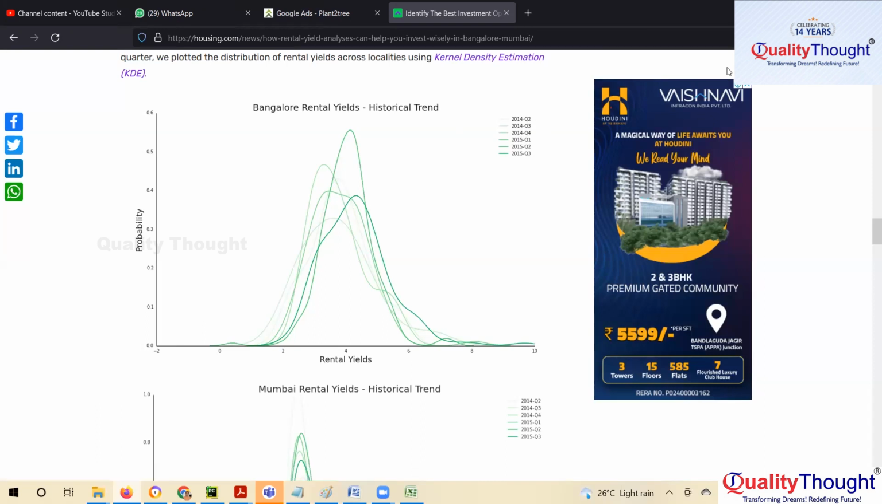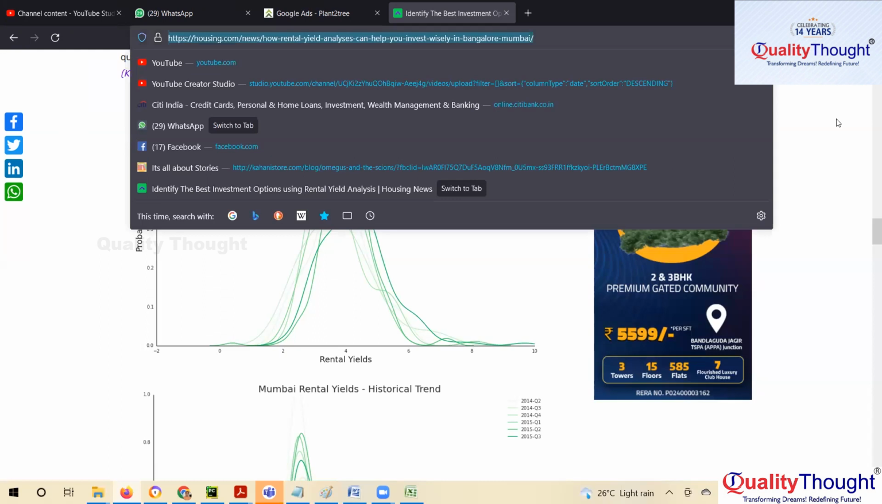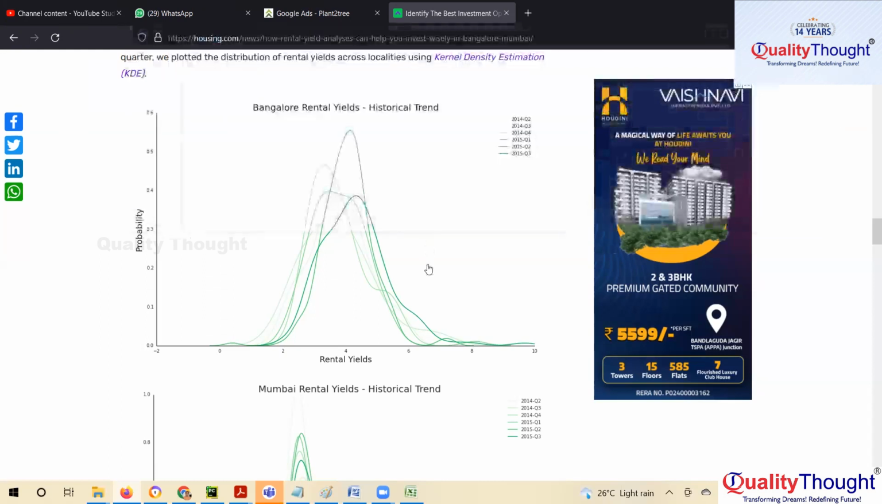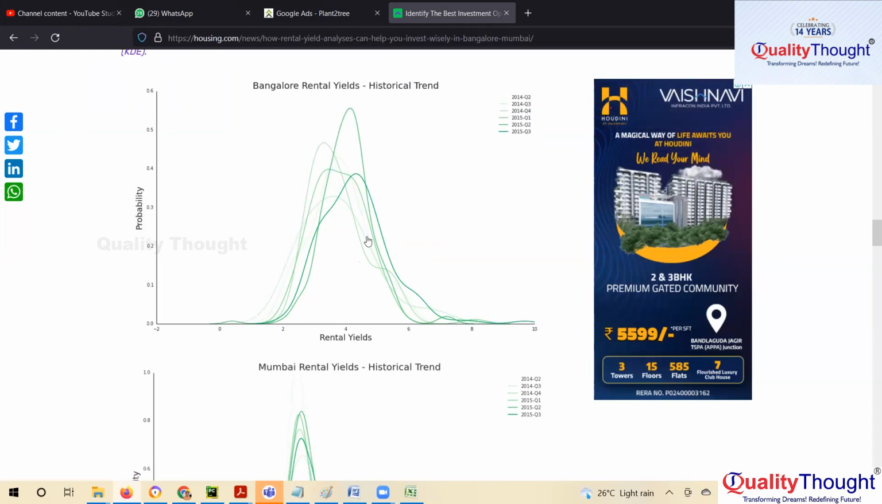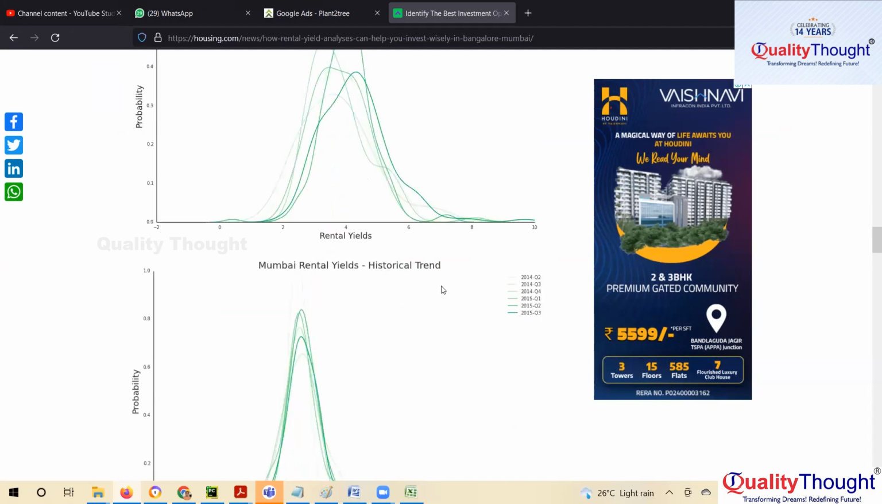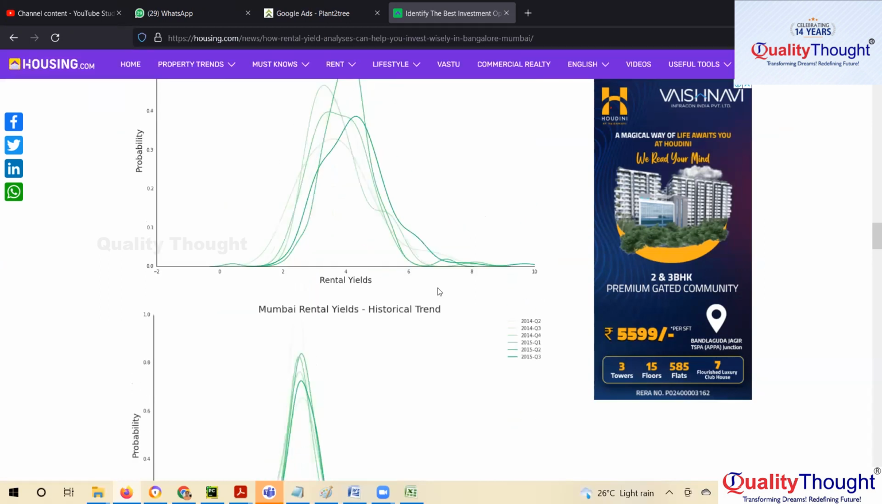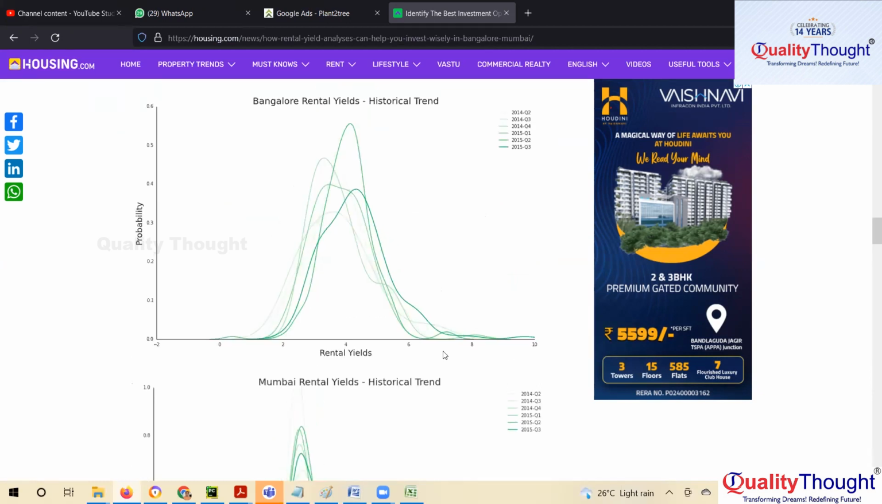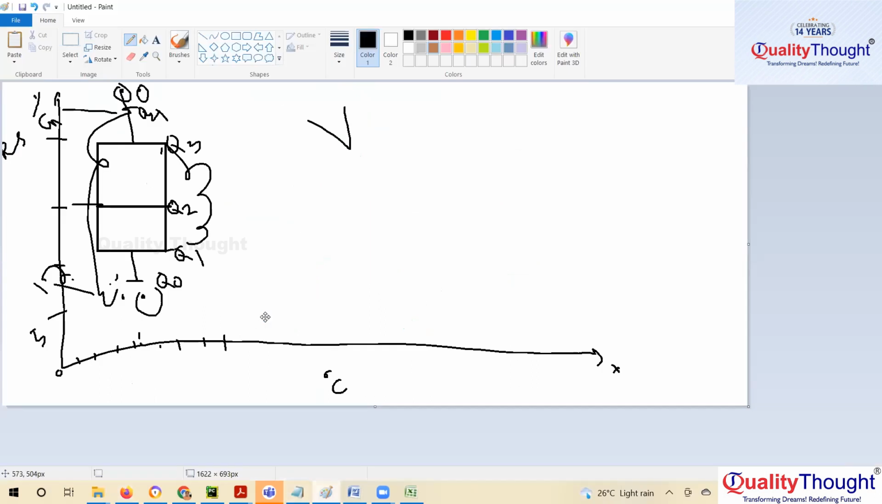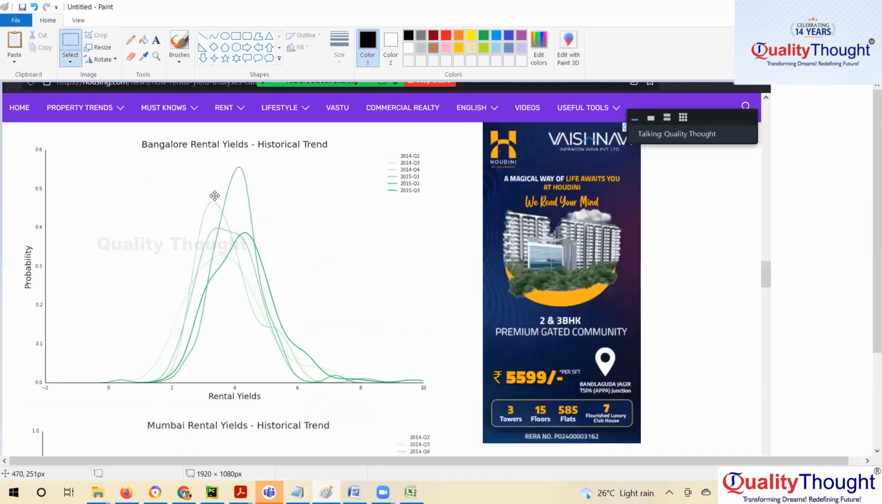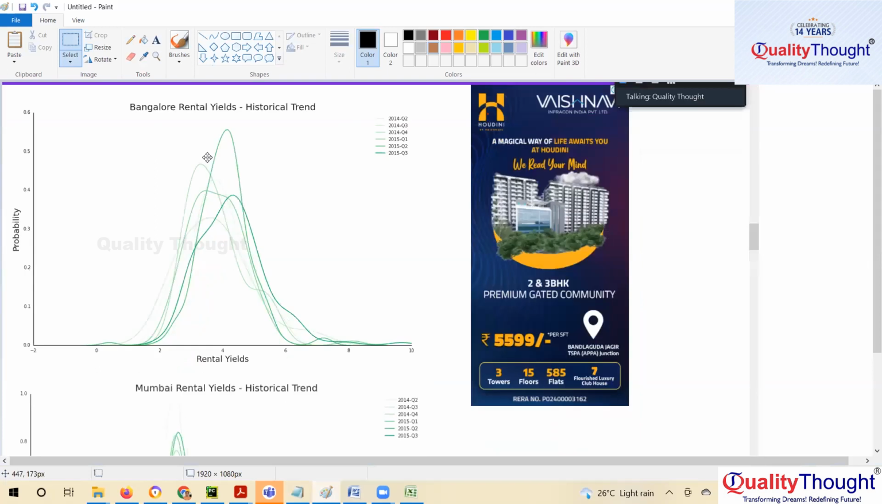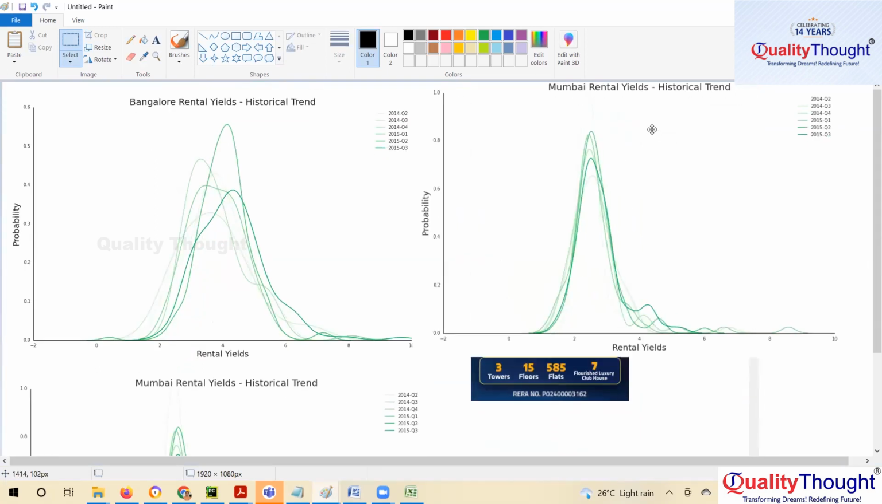Can I reduce? So what I'll do is let me copy this and we'll put it side by side. It'll be easy to compare. So this is your Bangalore yield.